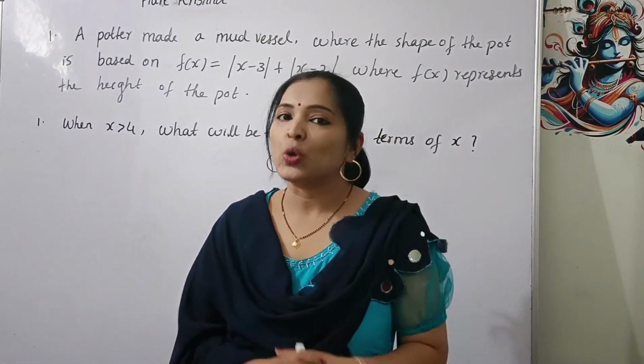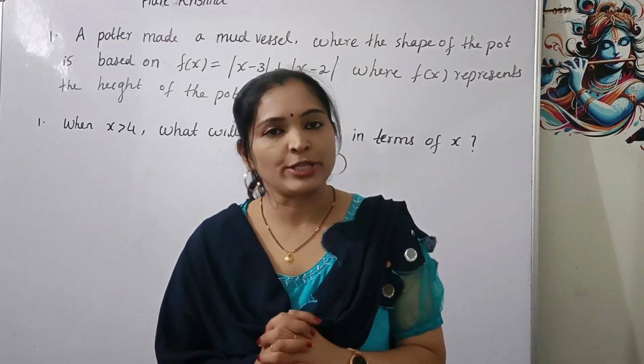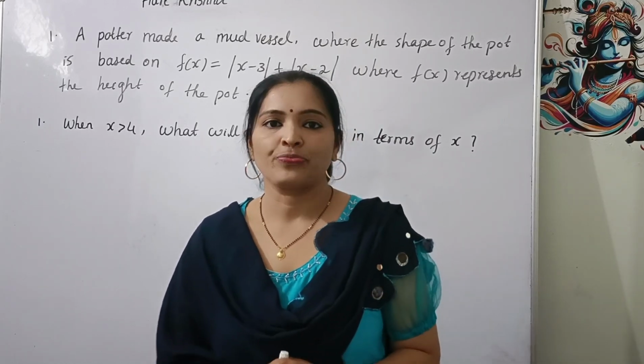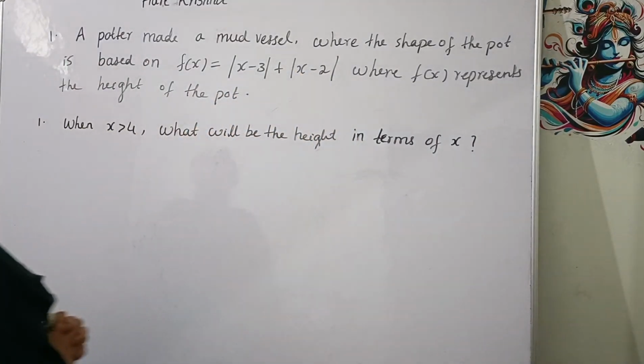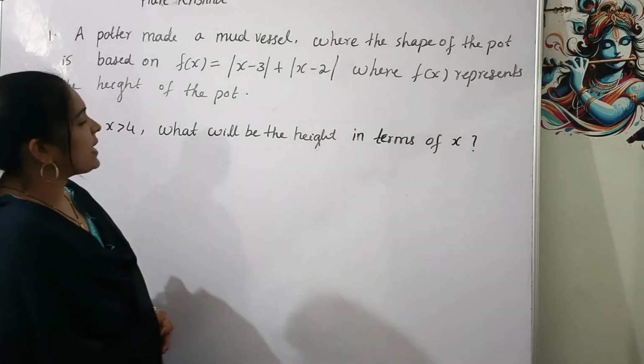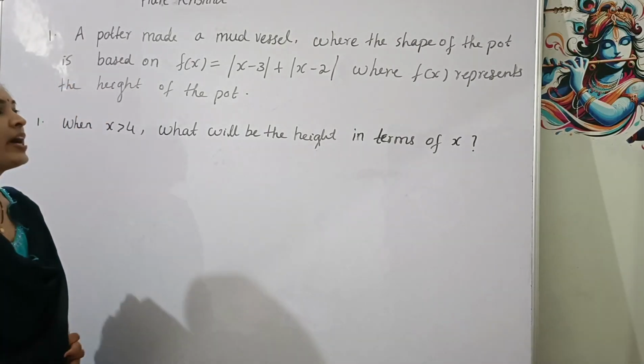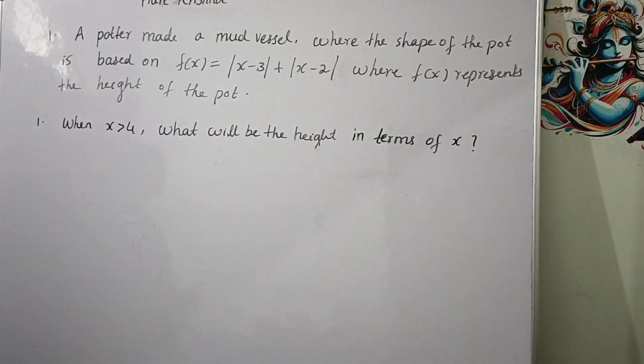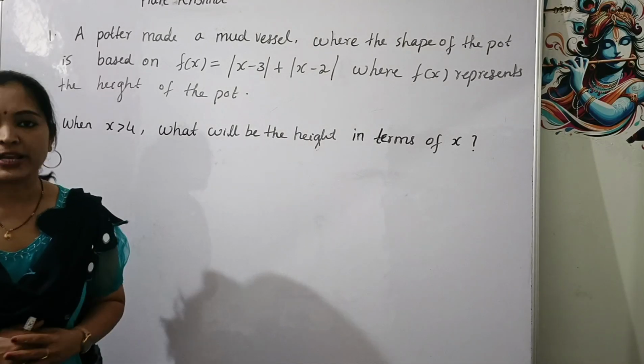In this video, we are going through some case study questions based on applications of derivatives. Look at the first question. A potter made a mud vessel where the shape of the pot is based on f(x) = |x - 3| + |x - 2|, where f(x) represents the height of the pot. Based on the above information, the first question is: when x is greater than 4, what will be the height in terms of x?